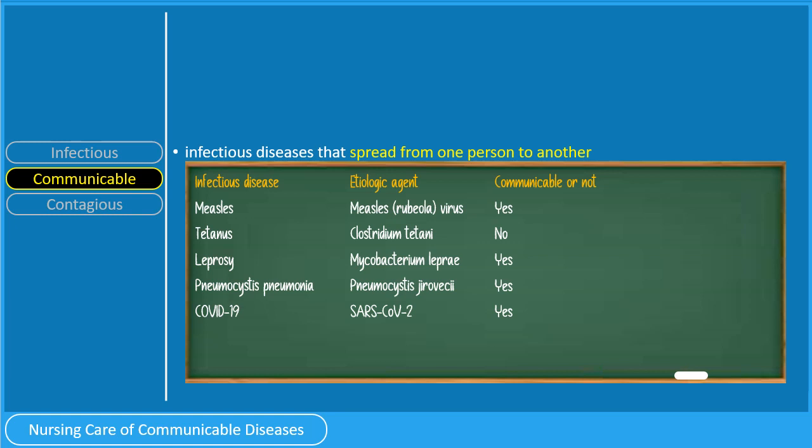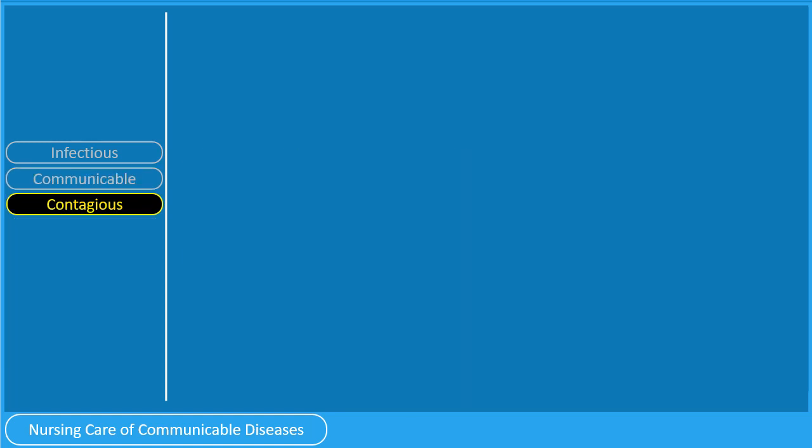It means that tetanus is an infectious disease, but it is not communicable. In other words, it is caused by a pathogen but cannot be transferred from person to person. The rest of the diseases in this slide are communicable. Remember, I asked you earlier whether COVID-19 is infectious, communicable, or contagious. At this point, we already know that it is both infectious and communicable.